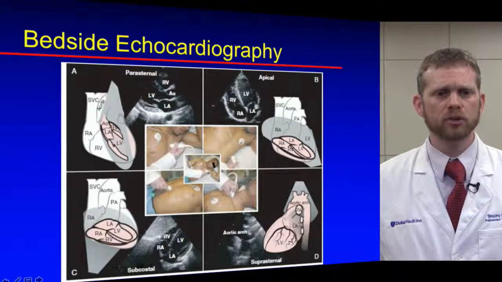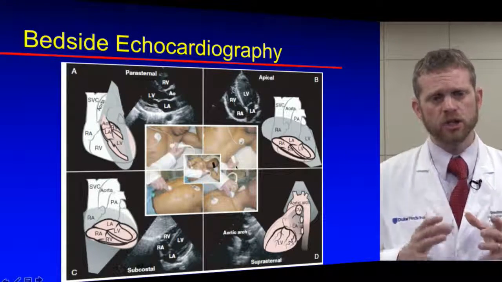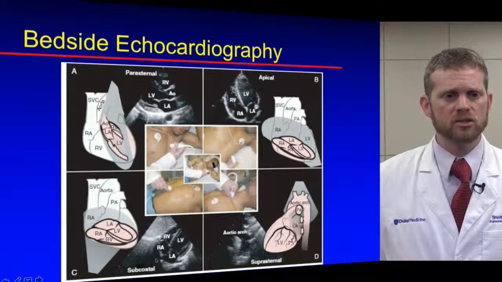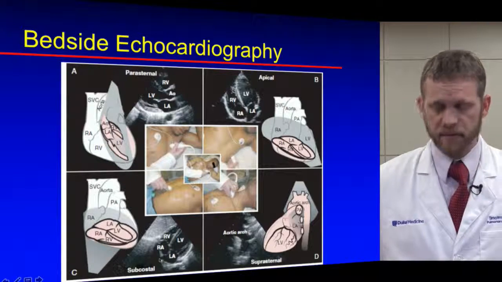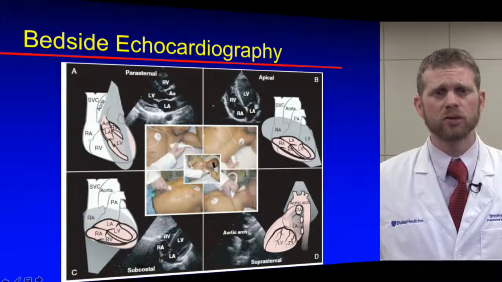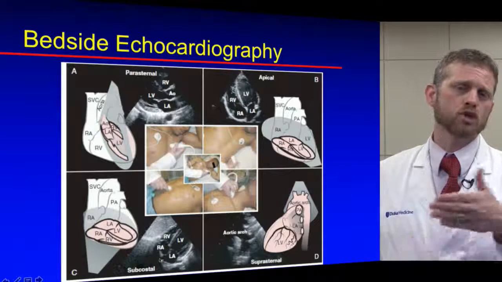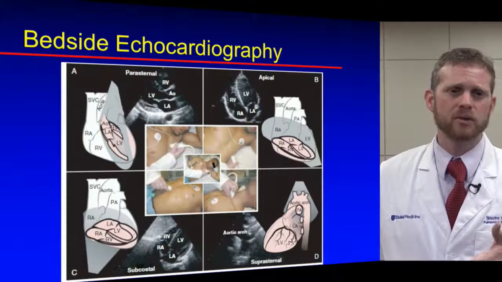One is the apical view, which will get you a nice 4-chamber view. And then the subcostal view can also get you a look at the 4 chambers, and more importantly, it can get you a look at your IVC. So just a couple of examples to run through, just to show you what you're looking for when you're doing these bedside echoes.